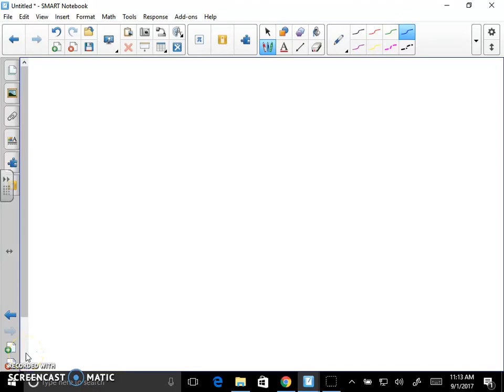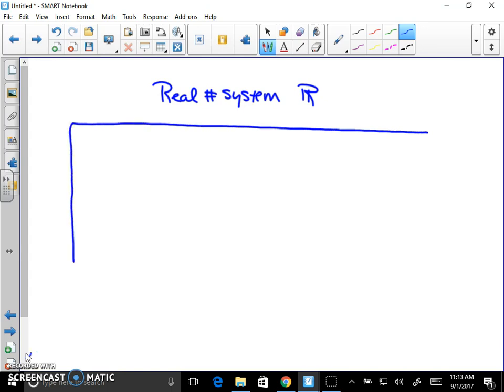Okay, we are going to take notes first, so whenever I write something down, you should be putting this in your notes. Okay, we're going to talk about the real number system. When you talk about the real number system, it's indicated by the capital R. Okay, the real number system is now broken down into two subgroups.